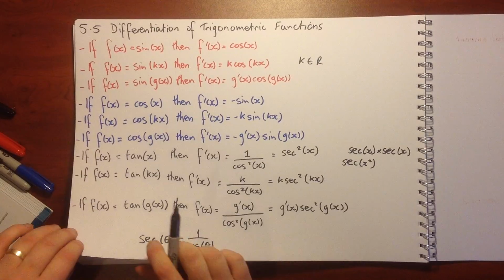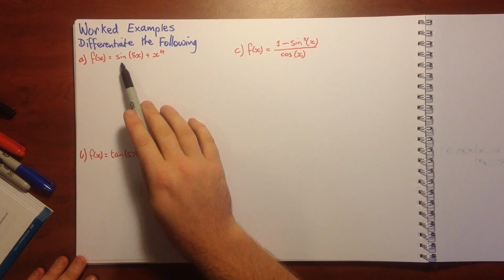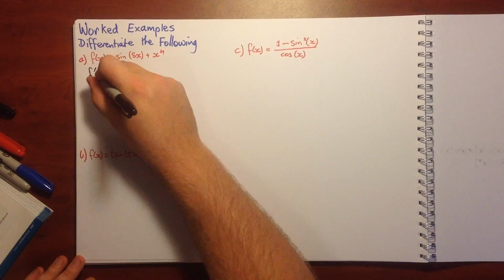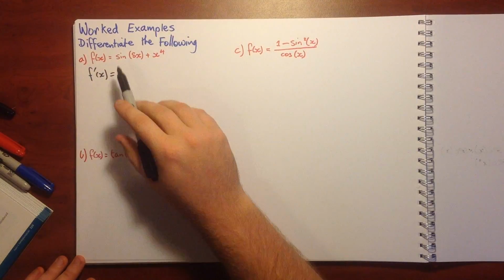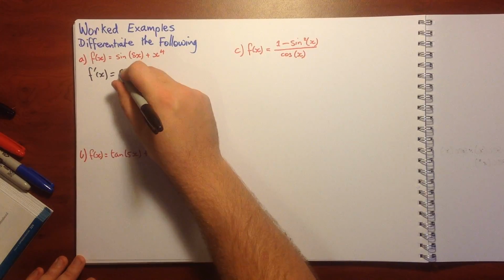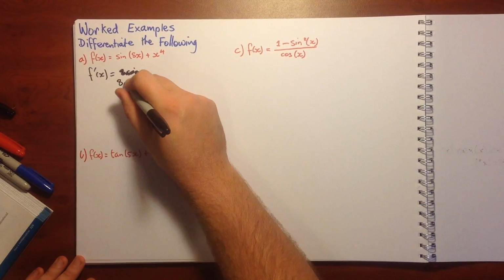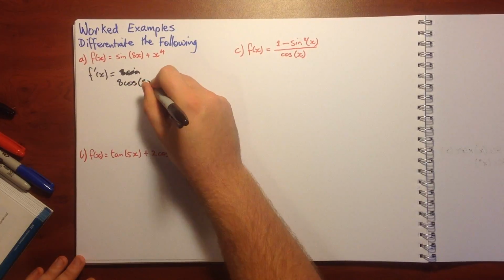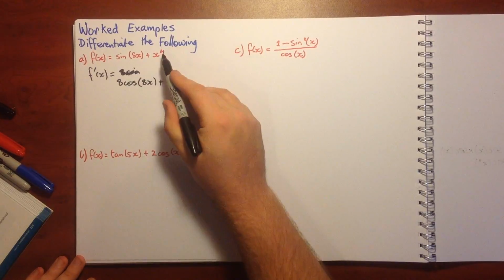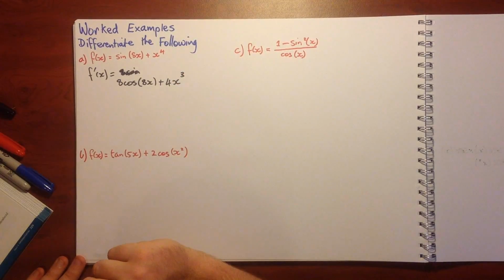So we'll have a look at a couple of worked examples. We have f of x equals sine of 8x plus x to the 4. We're going to differentiate that. So f dash of x: sine goes to cos, and we've got a constant for our x, so that's got to come out the front. We'll get 8 cos of 8x. Then we've got to differentiate our polynomial. Remember, our 4 comes down the front, so it'll be 4x cubed. That's all we've got for that one.